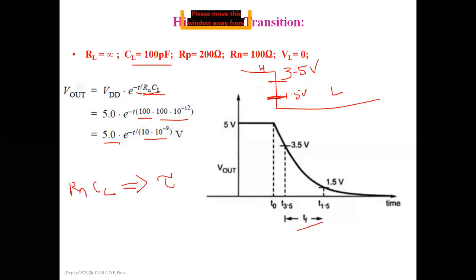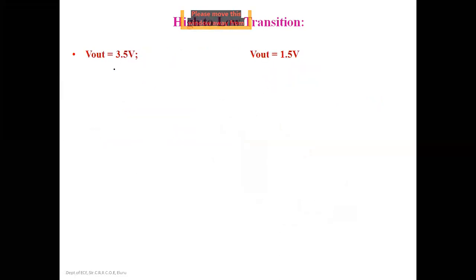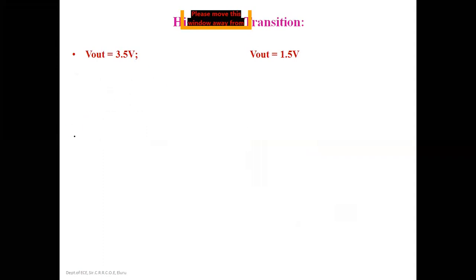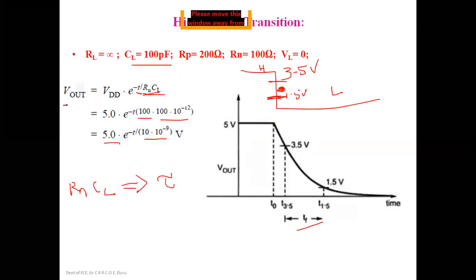We will calculate the fall time between two voltages, 3.5 volts and 1.5 volts, because in between these two it is an undefined state. So we will calculate the fall time at V out equal to 3.5 volts and at V out equal to 1.5 volts. Now let's see V out equal to 3.5. In this condition, how do we get this equation? By just rearranging this equation.